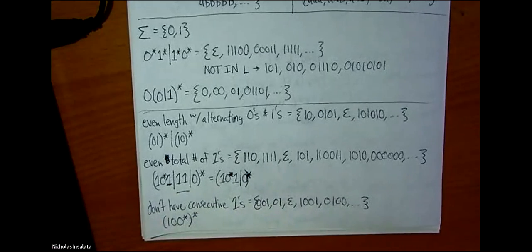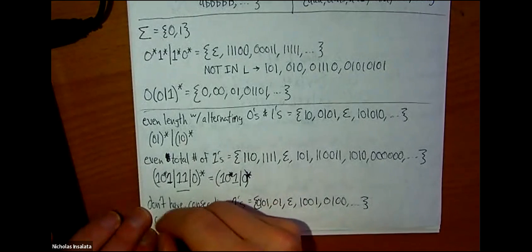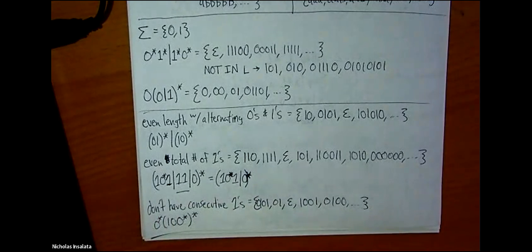Okay, that misses the 0 by itself. The smallest string you could have in here is 10. I think we're also missing 01. So we want a 0 star out front. Does that fix it? Okay, so now we've got 0 by itself, but now we're missing 01. Yeah, we're missing 01.